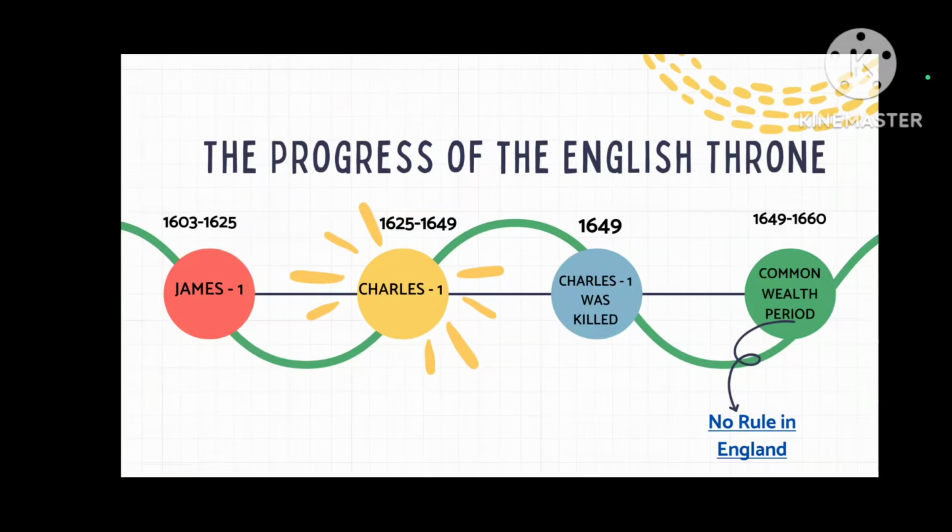And from 1625 to 1649 Charles the First was the king, and this period from 1625 to 1649 we can say is part 1 of the Puritan period. From 1649 to 1660 was the Commonwealth period, where there was no rule in England, when Charles I was killed, when Charles I was beheaded, and the Parliament was ruled by the Puritans.